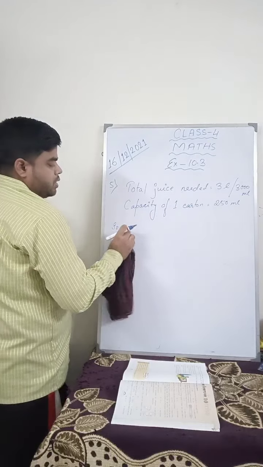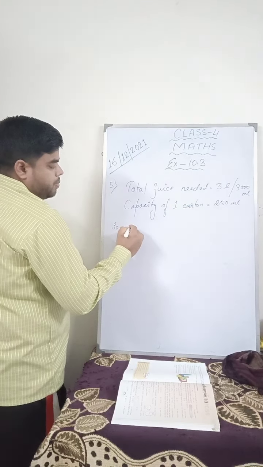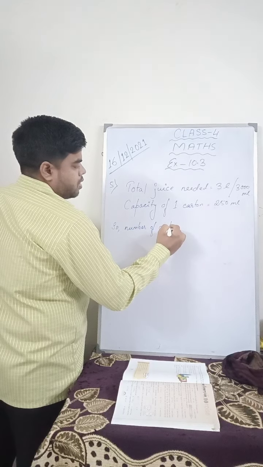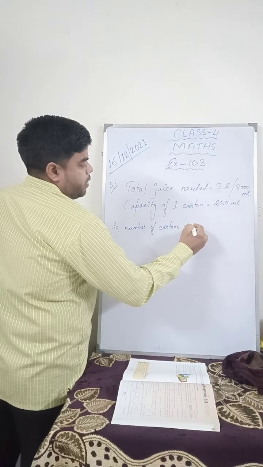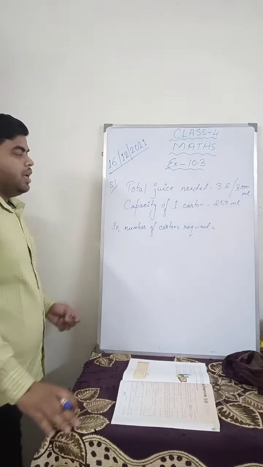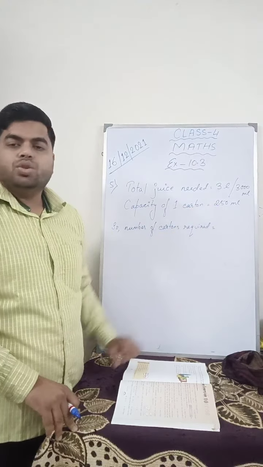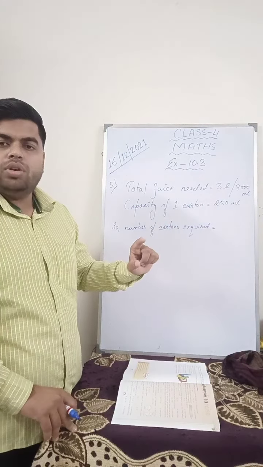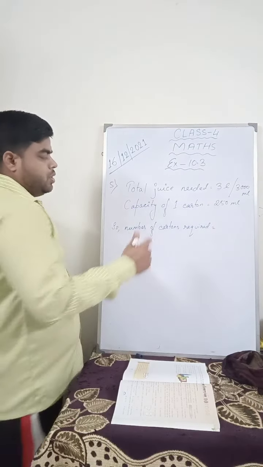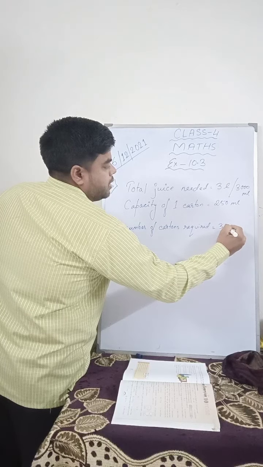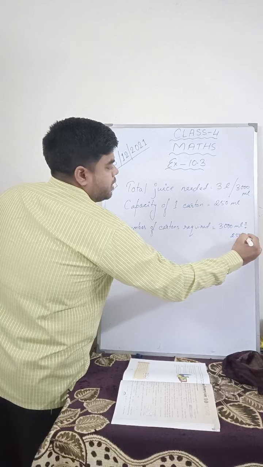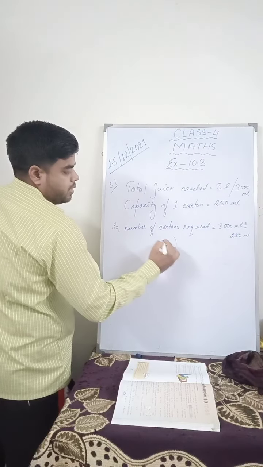So number of cartons required is equal to, now if in one carton there is 250 milliliter of juice, how many cartons will we require to fill up 3000 milliliter? We have to divide. So 3000 milliliter divided by 250 milliliter.